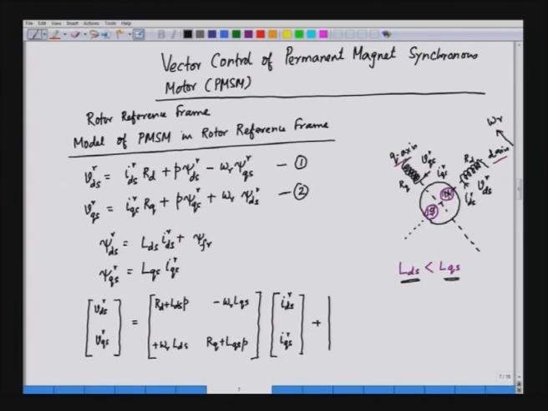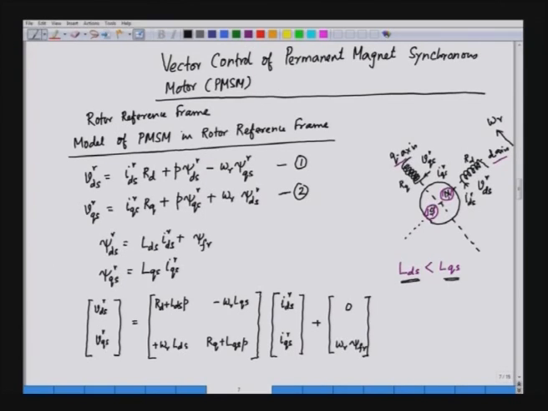And we have also induced EMF because of the field. So, the field induced EMF will be in the q axis. So, this is 0, and what we have here is omega r into psi f r. So, this is the equation of a PMSM in rotor reference frame.